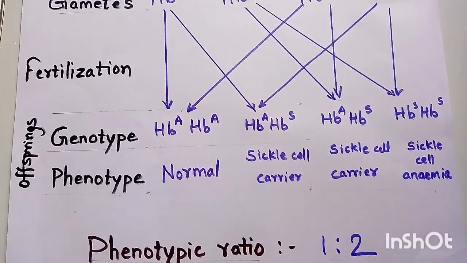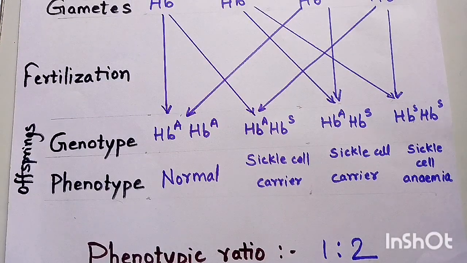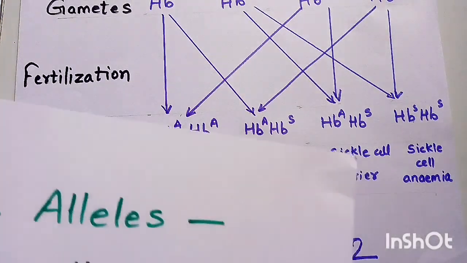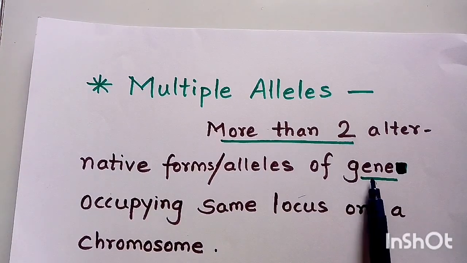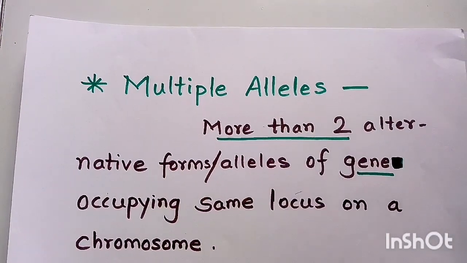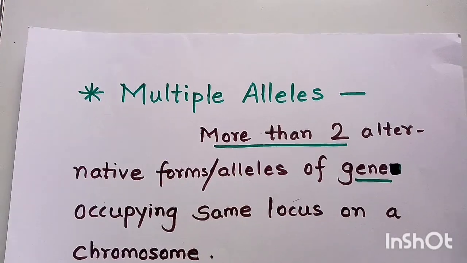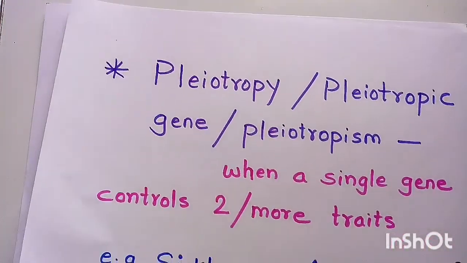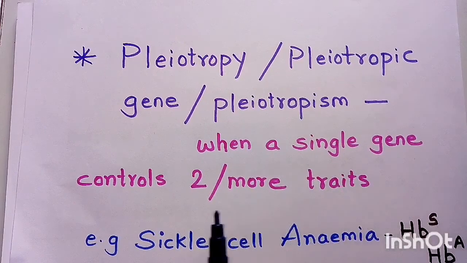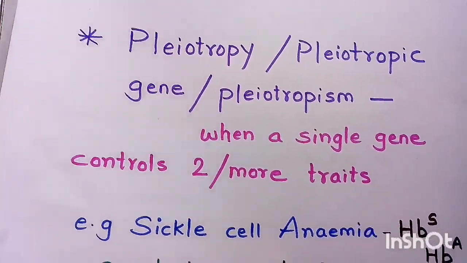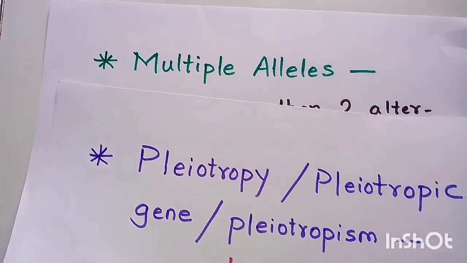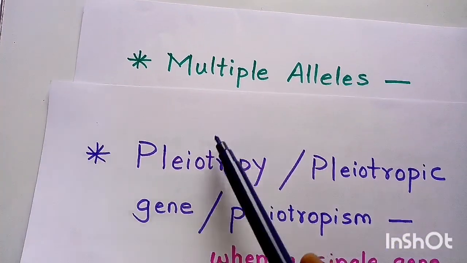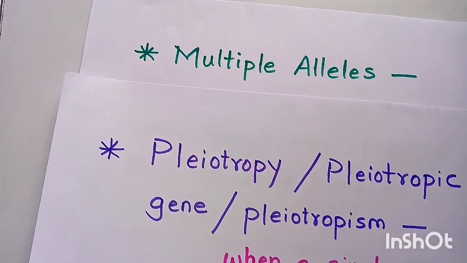Now the basic difference between pleiotropy and multiple alleles is, in multiple alleles, a single gene may have more than 2 alleles, whereas in pleiotropy, a single gene controls 2 or more traits. This is the difference between multiple alleles and pleiotropy. So this is all about the deviations.